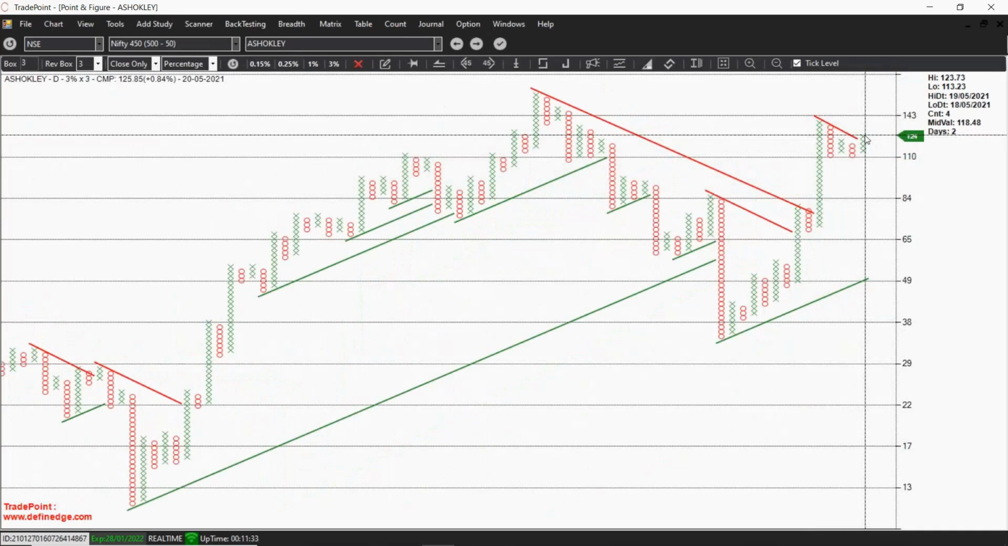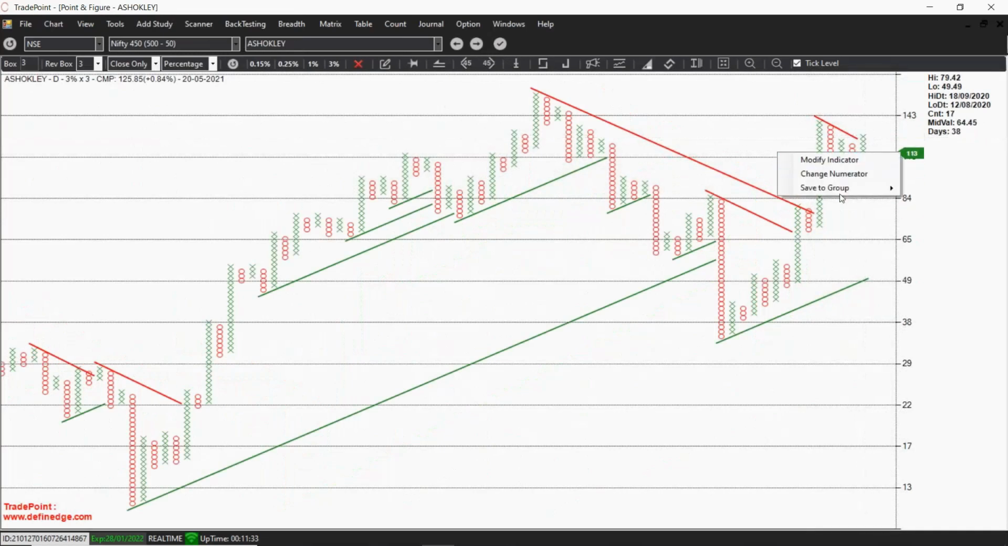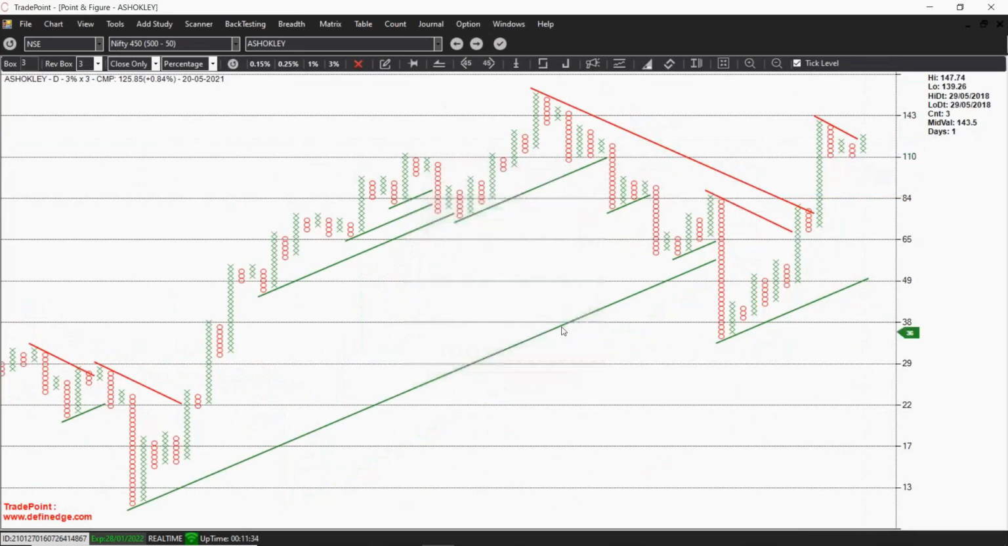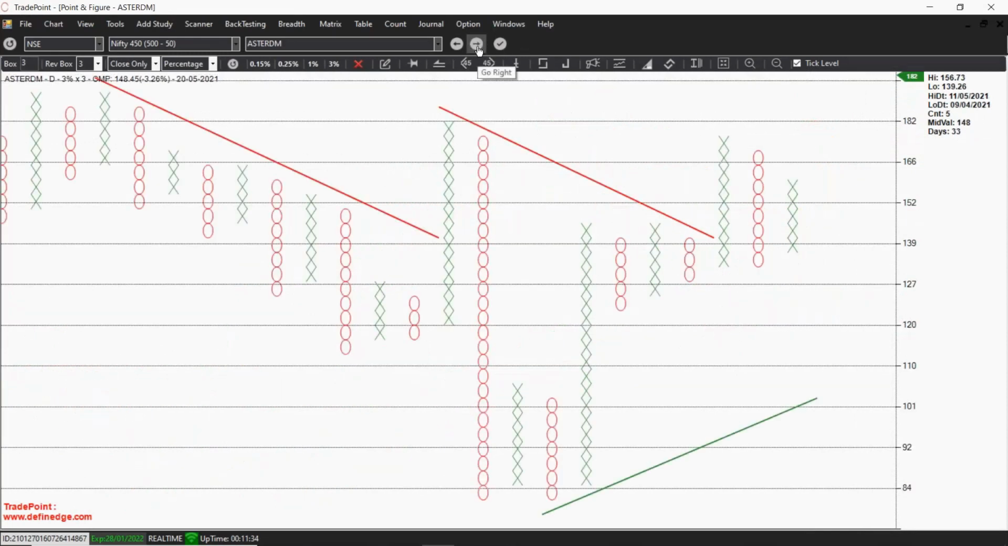So here it is breaking, Ashok Leyland. What we'll do is we'll right click here, save it to group, and this is the group which we have created. Save to group. Okay. This is also important. Here the 45-degree trend lines are breached and there can be a follow through. So we'll add this also.